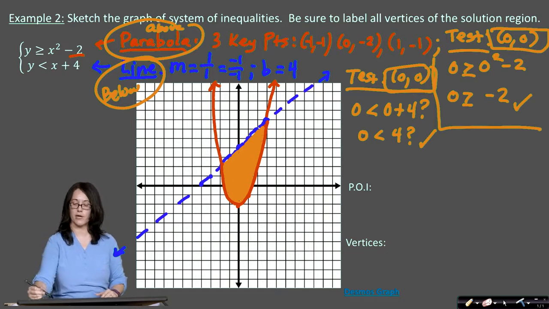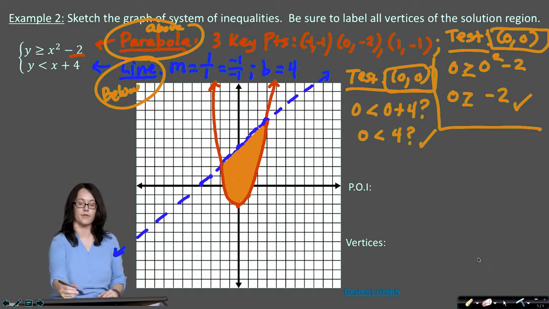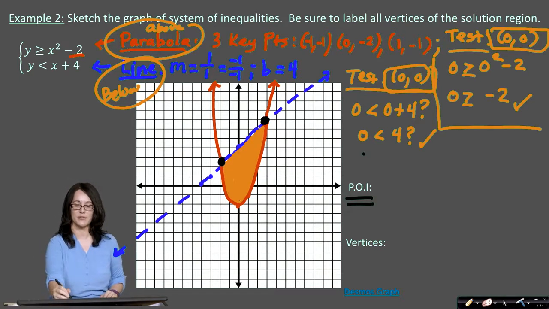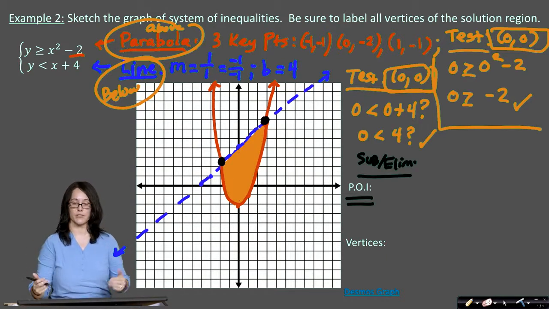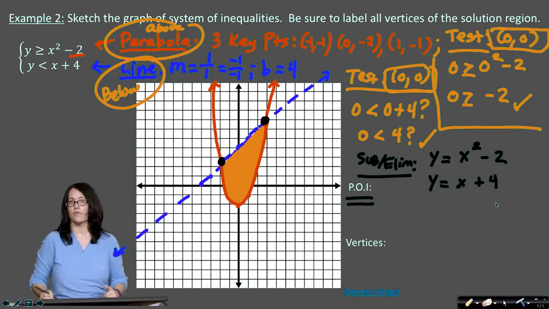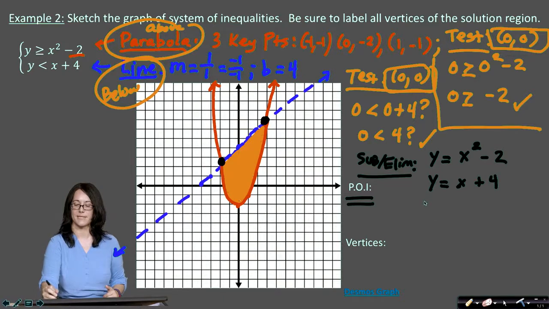Now to finish off this question, you need to know where the vertices are. And the vertices are those points of intersection which do in fact trap the solution region. So how do we find points of intersection besides just guessing? We don't want to guess. We need substitution or elimination using the system of equations. So the first equation, if you wrote it with an equal sign, would have been y equals x squared minus 2, the parabola. The second equation would have been y equals x plus 4. Go ahead and solve that system using substitution or elimination. Both of them would work this time. Let's see how you did.